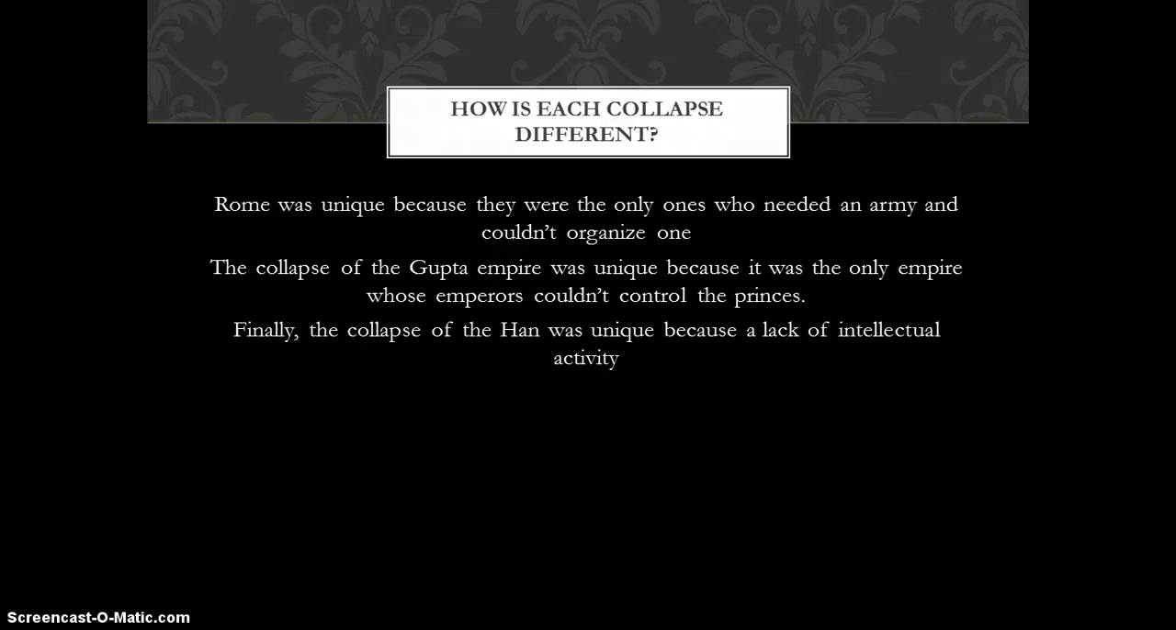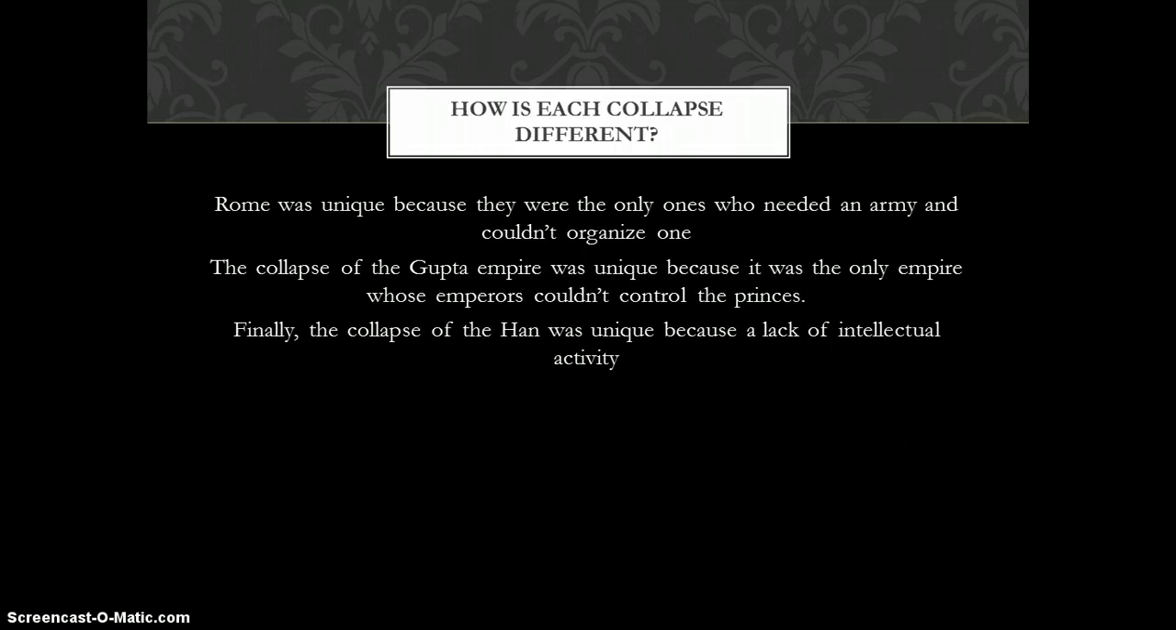Rome was unique because they were the only ones who needed an army and couldn't organize one. The Guptas and the Han could have benefited from an army, but they weren't dependent on it, such as Rome, who absolutely needed it if they were to survive. The collapse of the Gupta Empire was unique because it was the only empire whose emperors couldn't control their princes.